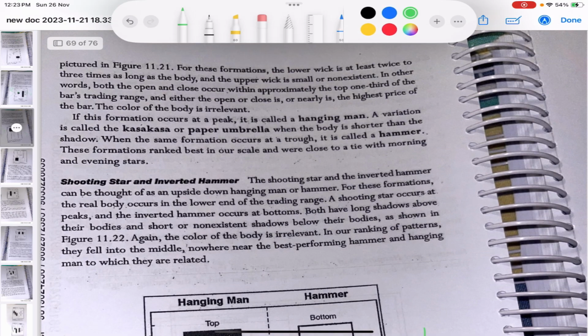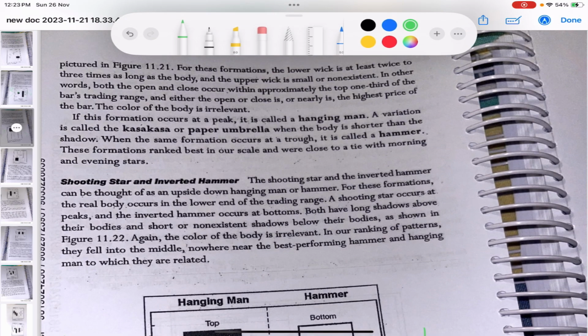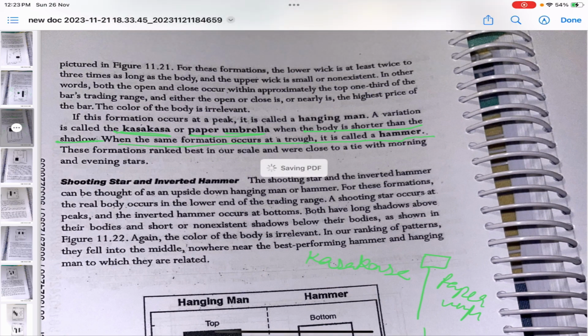Alright, whenever a hanging man basically occurs at the top, the variation is known as a kasa or a paper umbrella, when the body is shorter than the shadow. When the formation occurs at a trough, it is known as a hammer. So when the body is shorter than the shadow, it is also known as a kasa or a paper umbrella. This is how a paper umbrella looks, right? Okay. Now we know what a hanging man and a hammer is.